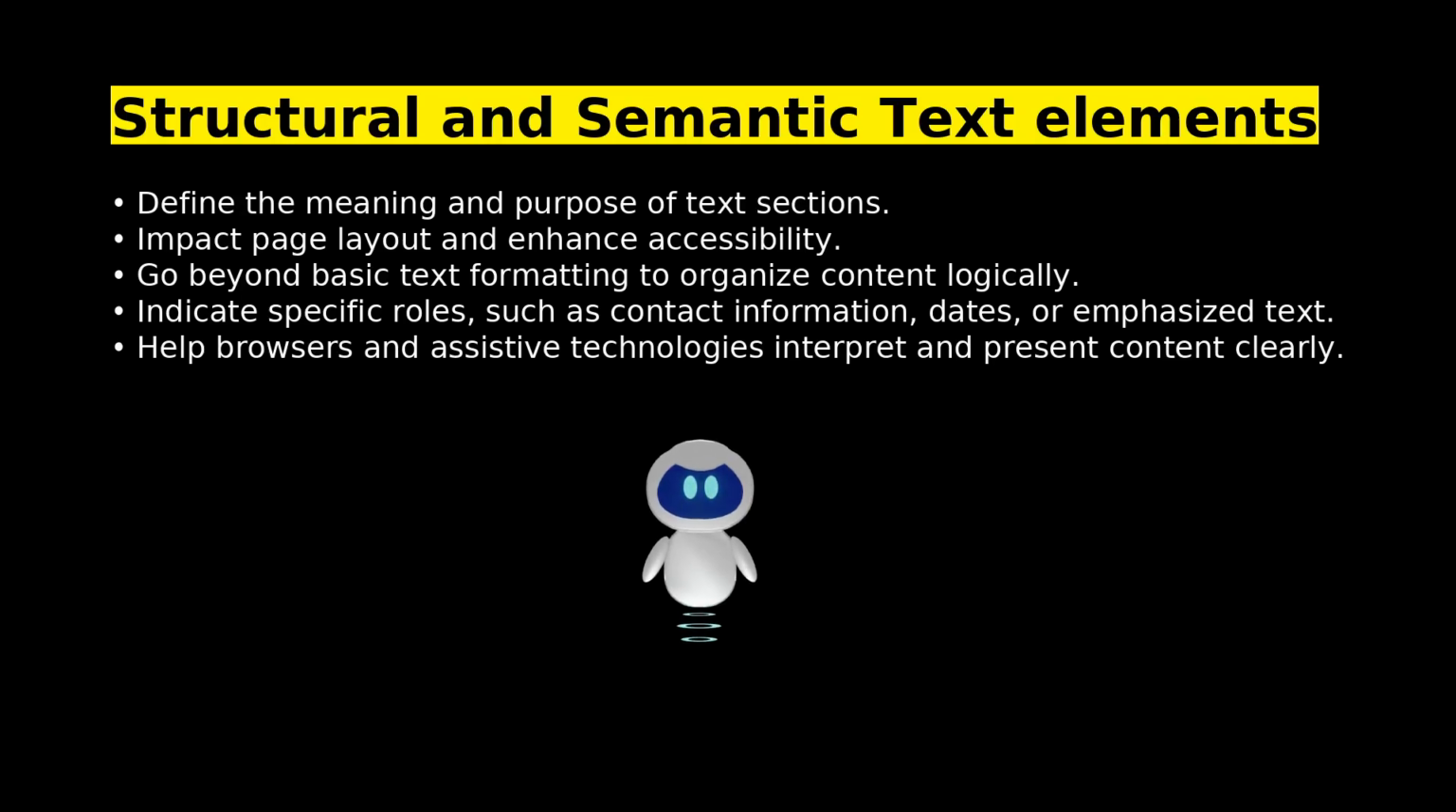In HTML, structural and semantic text elements define the meaning and purpose of various text sections, impacting both page layout and accessibility. Unlike basic text formatting, these elements are designed to structure content in a way that aligns with its logical and contextual role within a document. For example, elements in this group may indicate contact information, dates, or emphasis text, guiding browsers and assistive technologies to interpret and present content with added clarity.